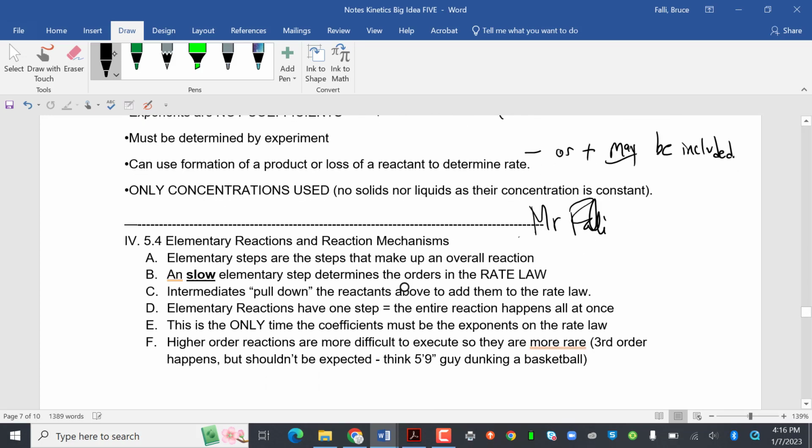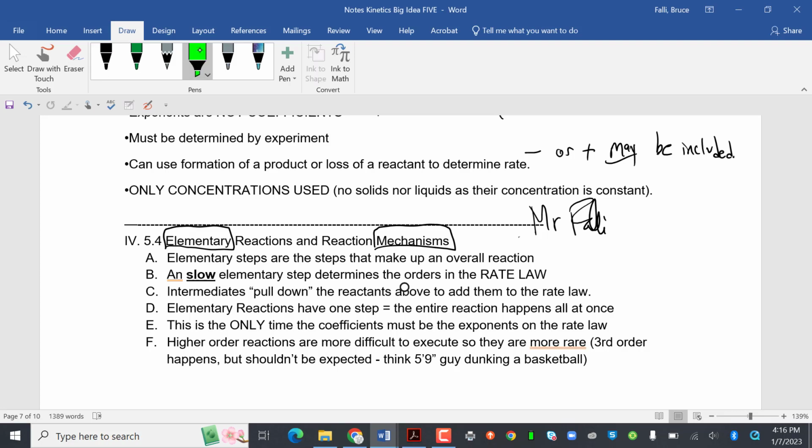Elementary reactions and reaction mechanisms is what we're going to talk about next. Mechanisms tell you the steps that it takes when the reaction takes place. Elementary means simple. Elementary, my dear Watson, means it's simple. Elementary steps are the steps that make up an overall reaction. So, these are the easy ones, one little bit, one little bit, one little bit.